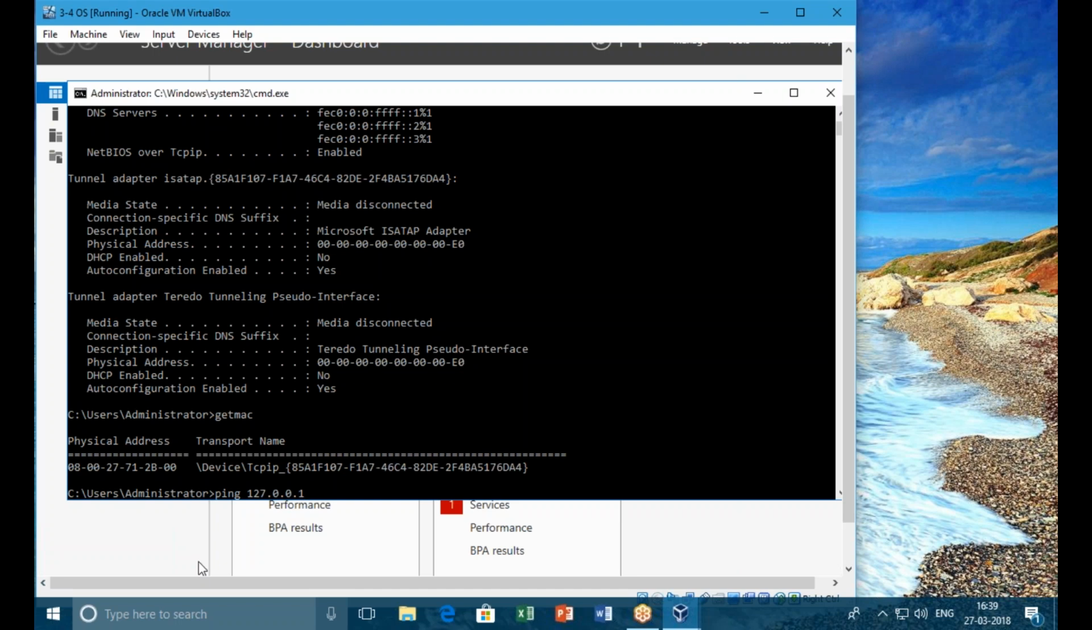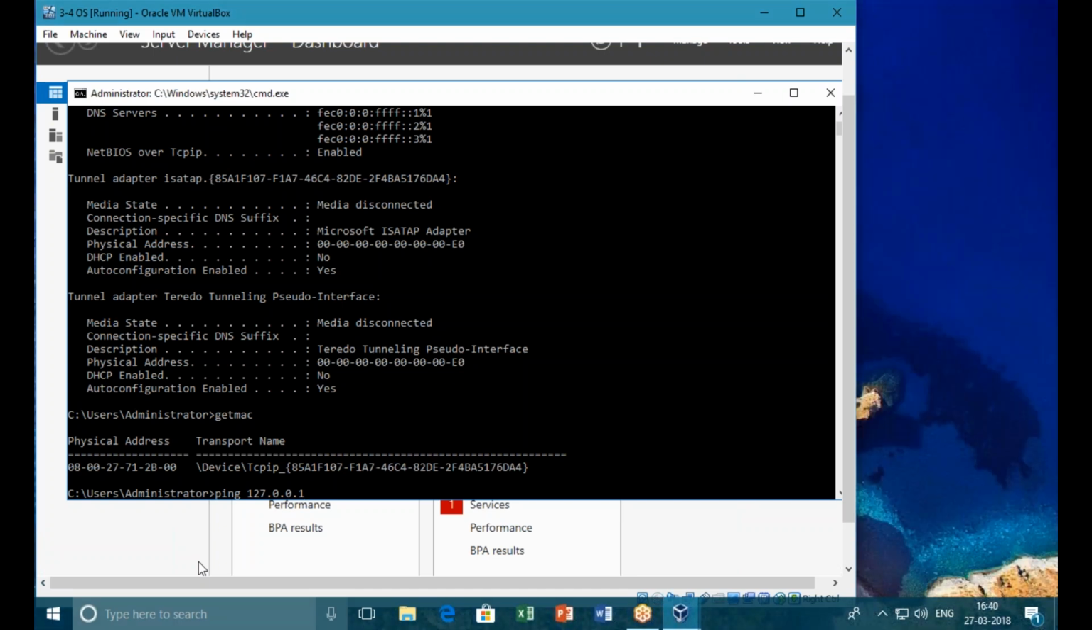127.0.0.1. This is the loopback adapter IP address. Initially it was 127.0.0.1 only, but later they took the entire 127 network as loopback adapter addresses.